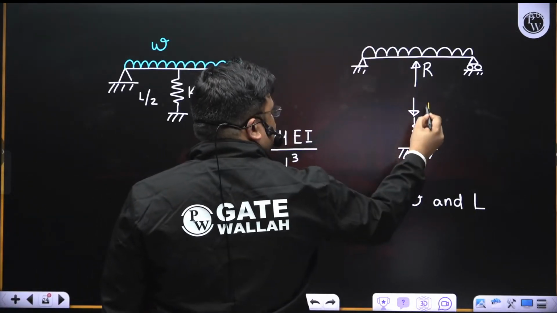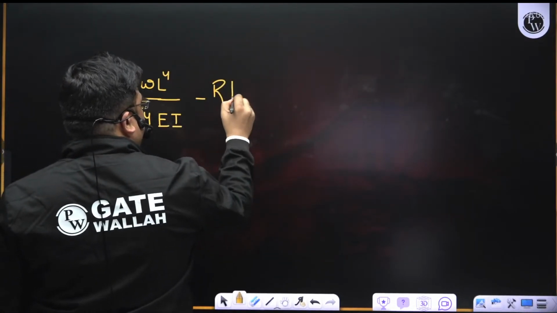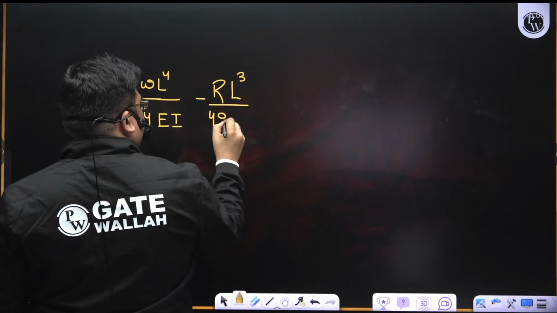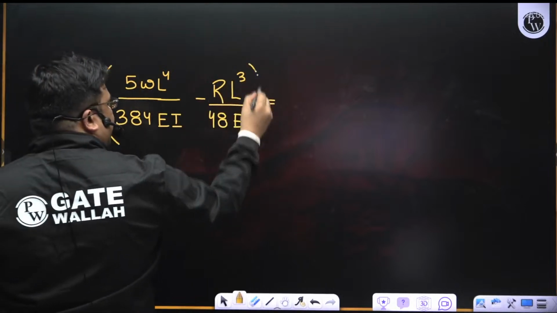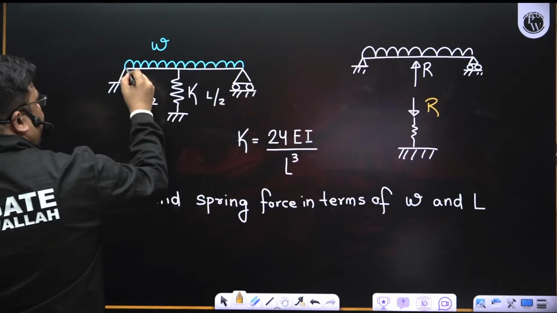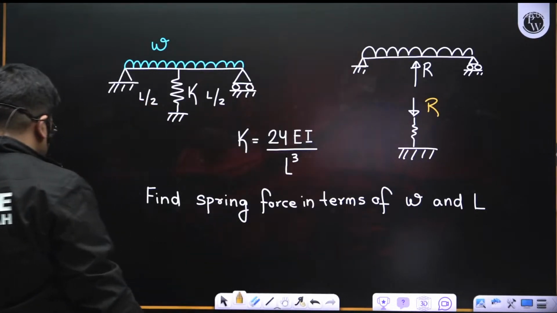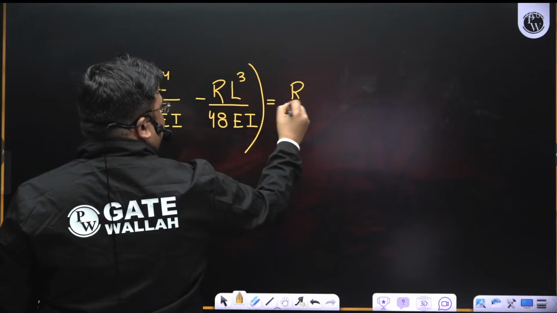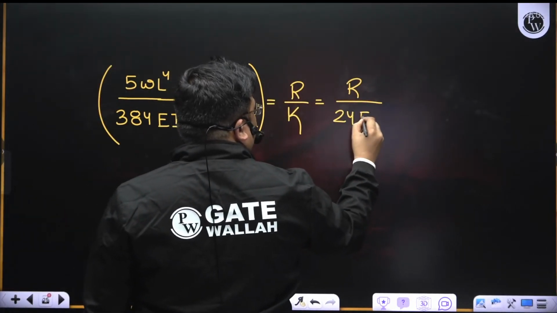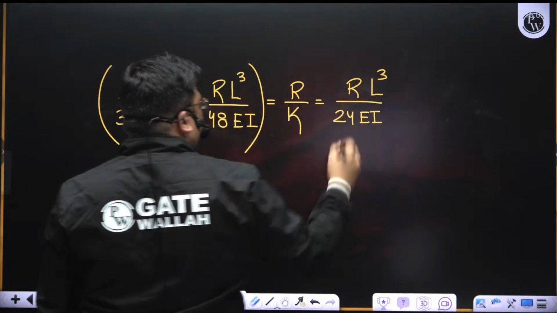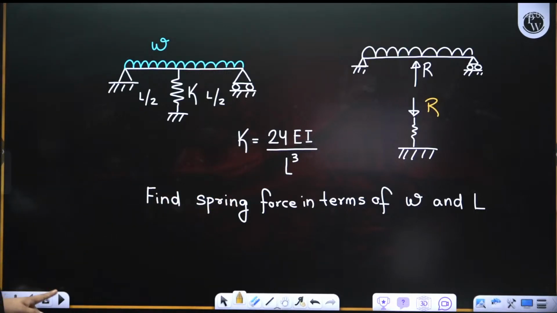There is an upward reaction R. So due to R, it will be minus RL³ by 48EI. This is the central deflection of this beam, and that will be equal to the compression of the spring, which is R by K. K is 24EI by L³, right?